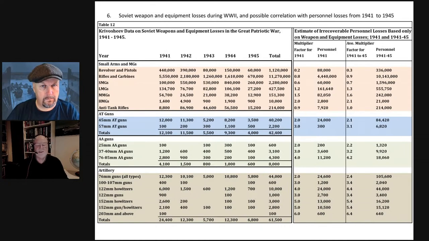Now, because the divisions in 1941 were equipment heavy, I decided to adjust those for 41 and then use an average for the rest of the war. So the two things on the left are just for 41, and the one on the right is an estimated average for the whole war, just to get an idea. And again, there's nothing concrete about this. This is just an analysis I did to see if there was a mismatch between the equipment losses and the human losses, and obviously there is.